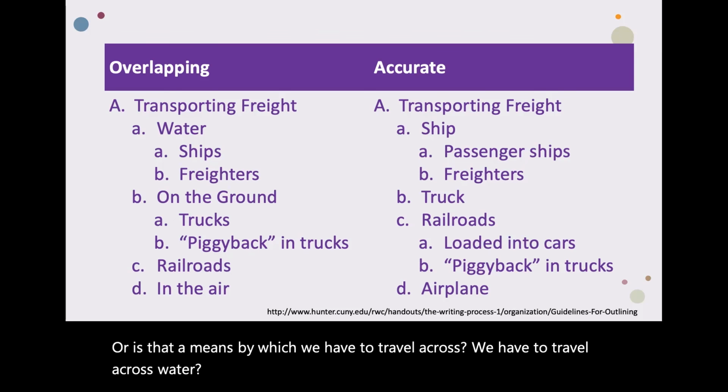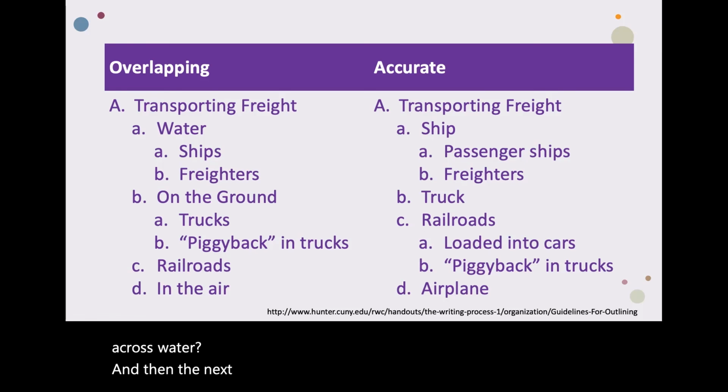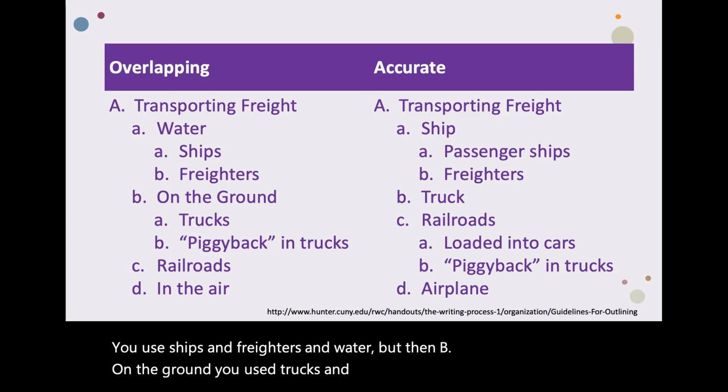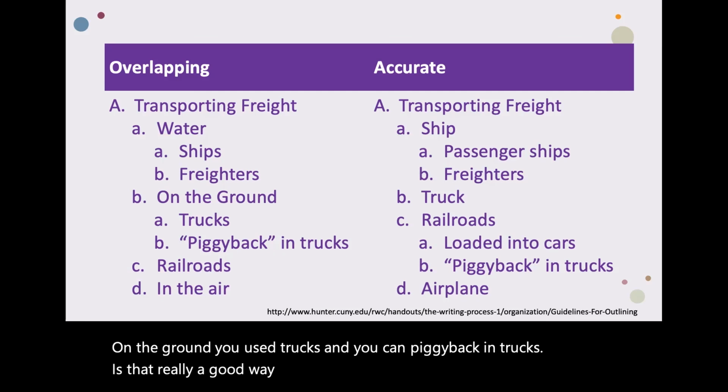And then the next category is on the ground. Well, you use ships and freighters in water, but then on the ground, you use trucks and you can piggyback in trucks. Is that really a good way to represent this information? And then finally, you have railroads and in the air.